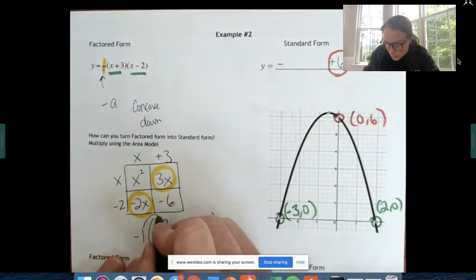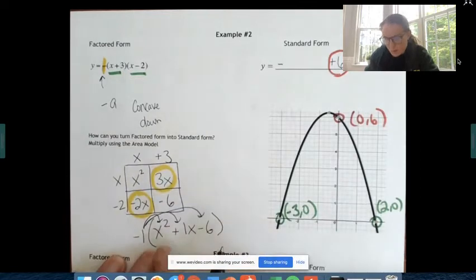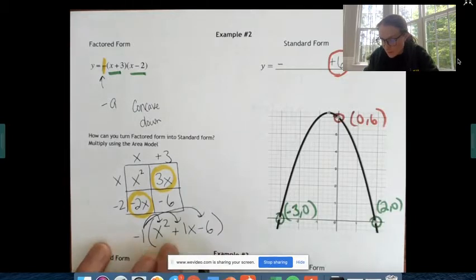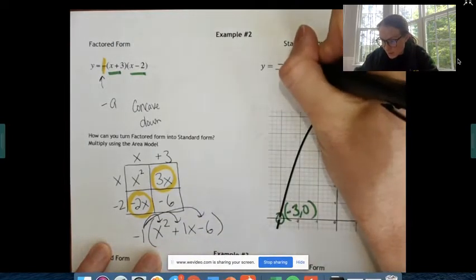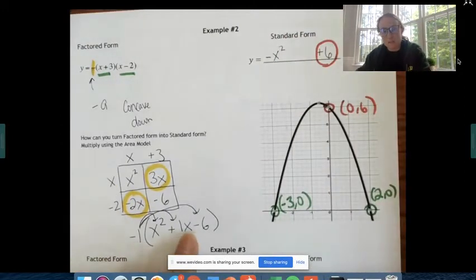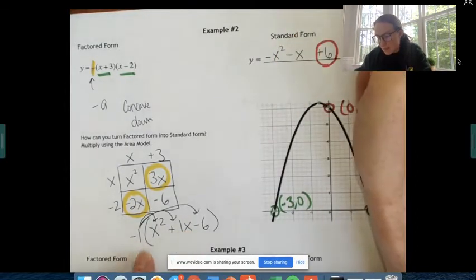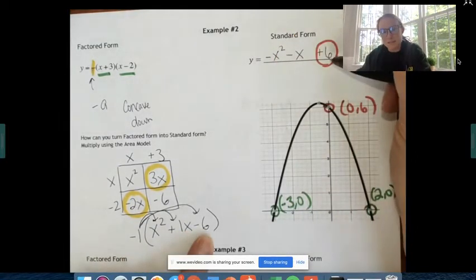All right, I'm going to multiply this in here, here, and here. Another way to think about this is just change the sign of each term. So negative times x squared gives me -x squared. A negative times a positive 1x gives me -x. And then a negative times a negative gives me +6.